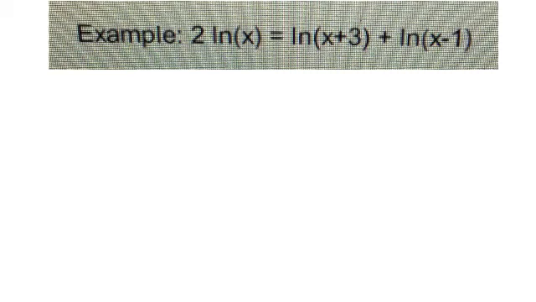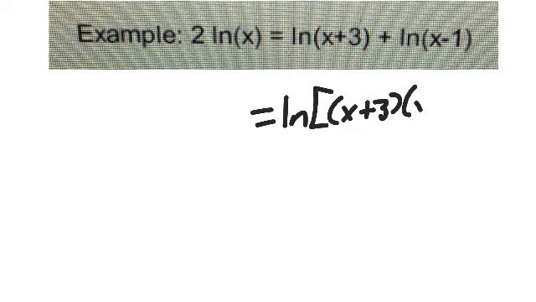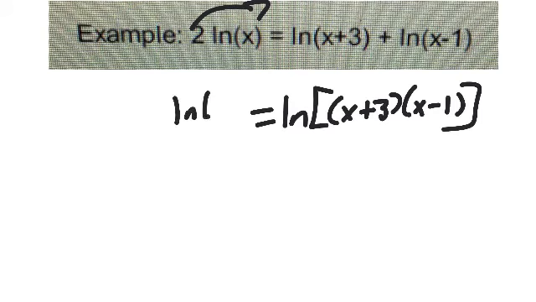Okay, so on the right, I have 2 logarithms being added, so I want to rewrite that as multiplication. So it's going to be the natural log of x plus 3 times x minus 1. Now on the left side, I have a 2 that's out front. Well, I can't drop a logarithm with a number in front of it. So I'm going to have to move the 2 up top to be an exponent. So that's going to be the natural log of x squared.